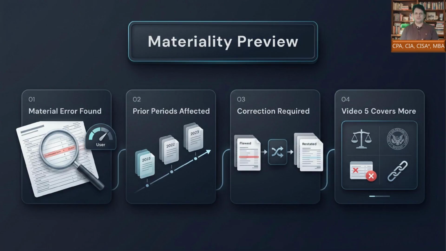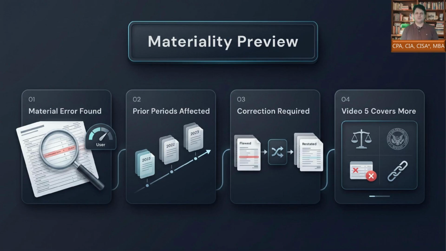This video focuses on material errors because material prior period errors require the most structured response. If an error is significant enough that a reasonable user could have been influenced, then correction through restatement may be required for affected periods. We are not doing the full materiality analysis in this episode. That comes in video 5, where we cover uncorrected misstatements, rollover, iron curtain, and SEC style analysis.